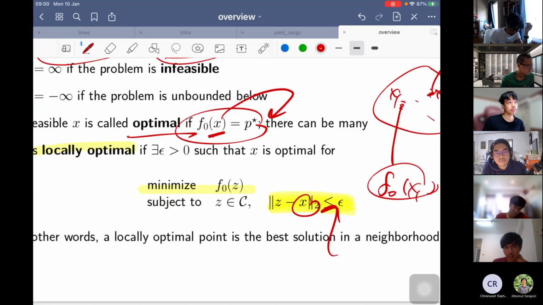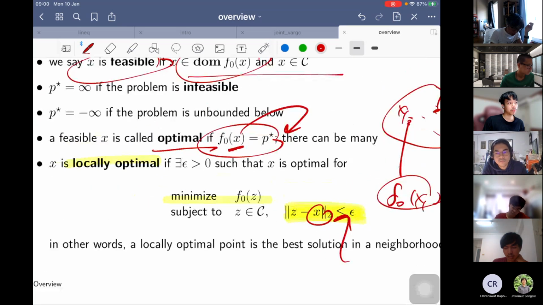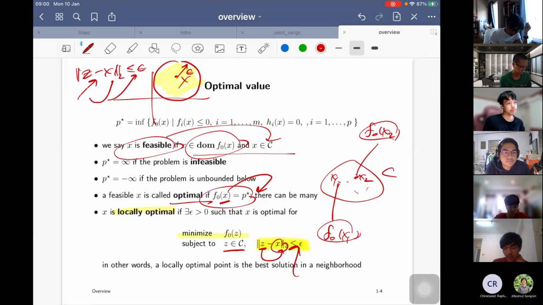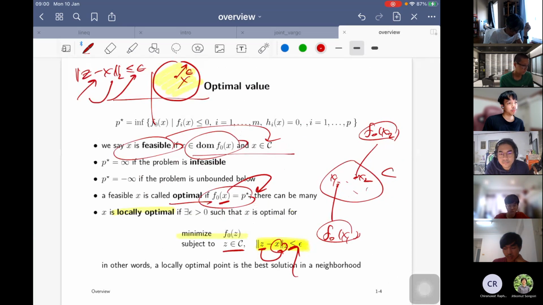Come back to this definition. It says that if you look for any candidates in the constraint set and those vectors z lie in the neighborhood of x, then x is called locally optimal, if you have solved this one.